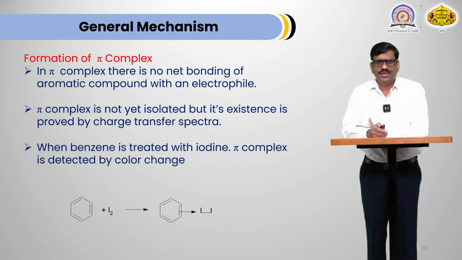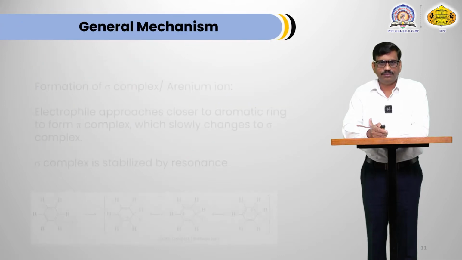In pi complex, there is no actual bonding, as we have discussed. Pi complex is not yet isolated, but its existence can be proved by charge transfer spectra. In this case, benzene reacts with iodine and there is formation of pi complex. When pi complex is formed, there is change in color of the reaction medium or reaction mixture.